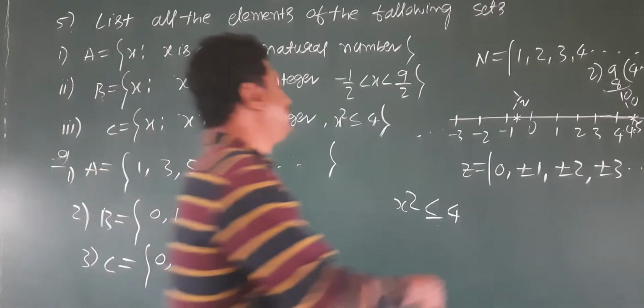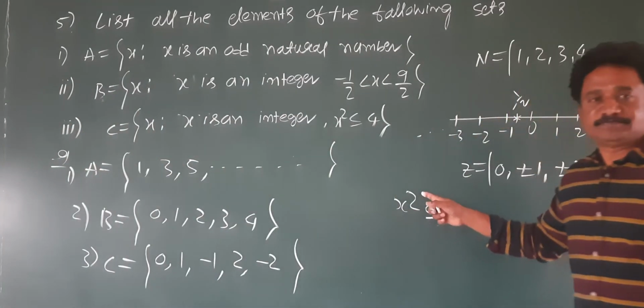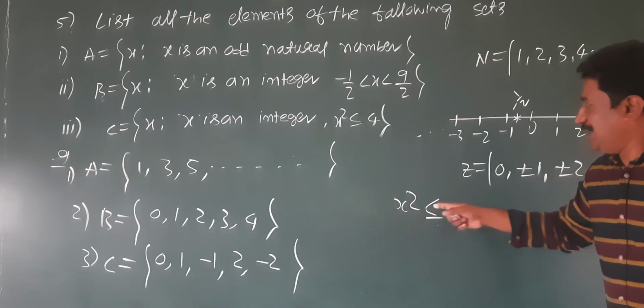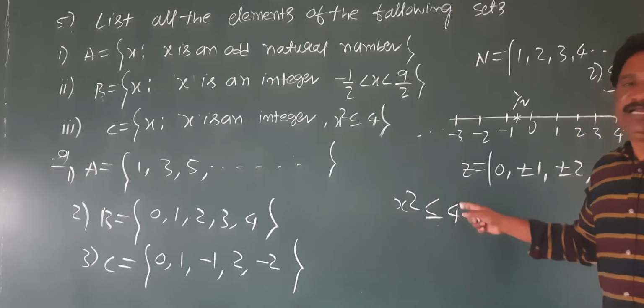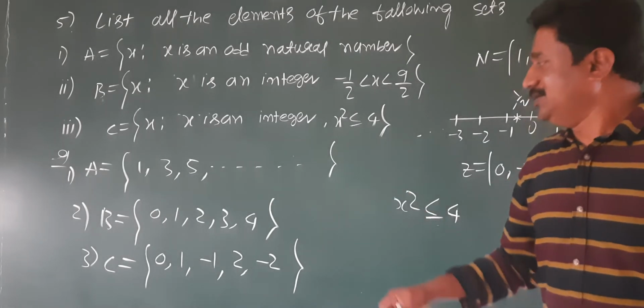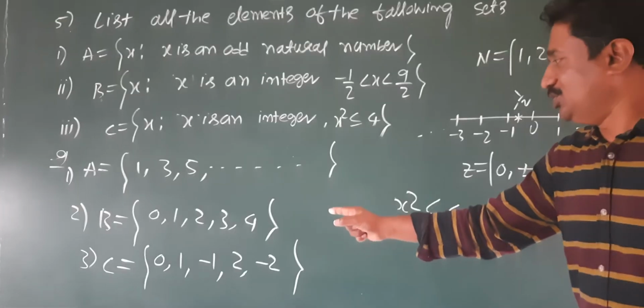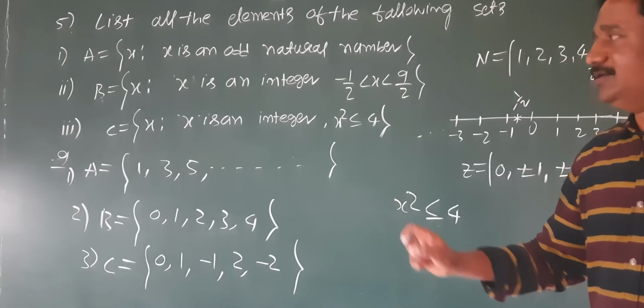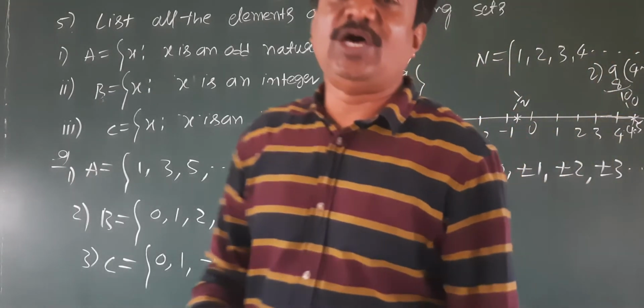You should not collect 3 because 3 square is 9. 9 is not less than 4. 9 is greater than 4. You should not collect that. So tell me the elements of the set, students. So minus 1, 0, plus 1, minus 2, plus 2. Right? So okay students, let us solve some more questions.